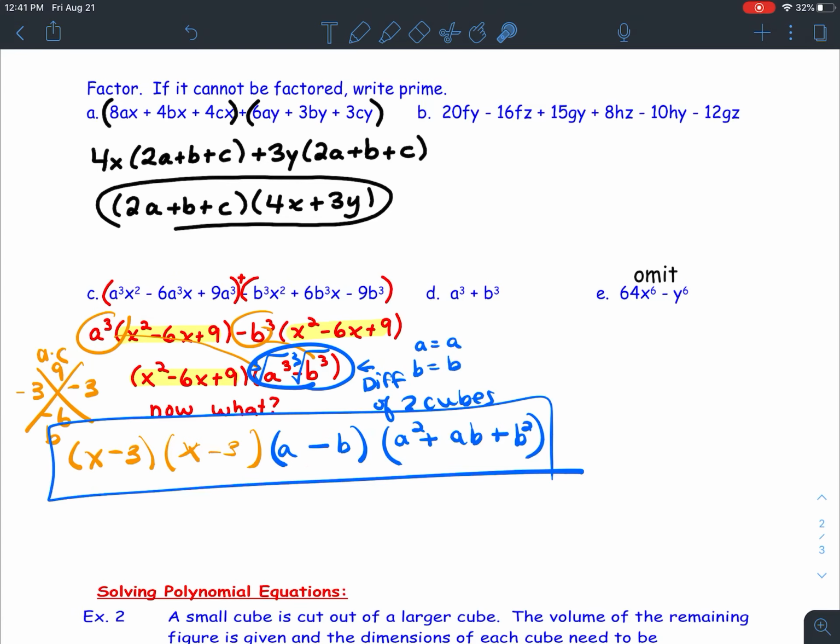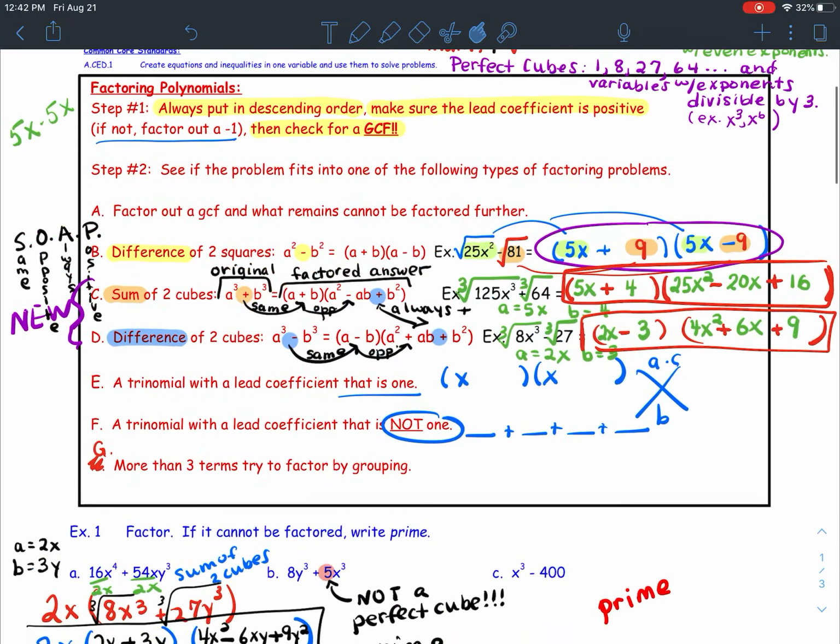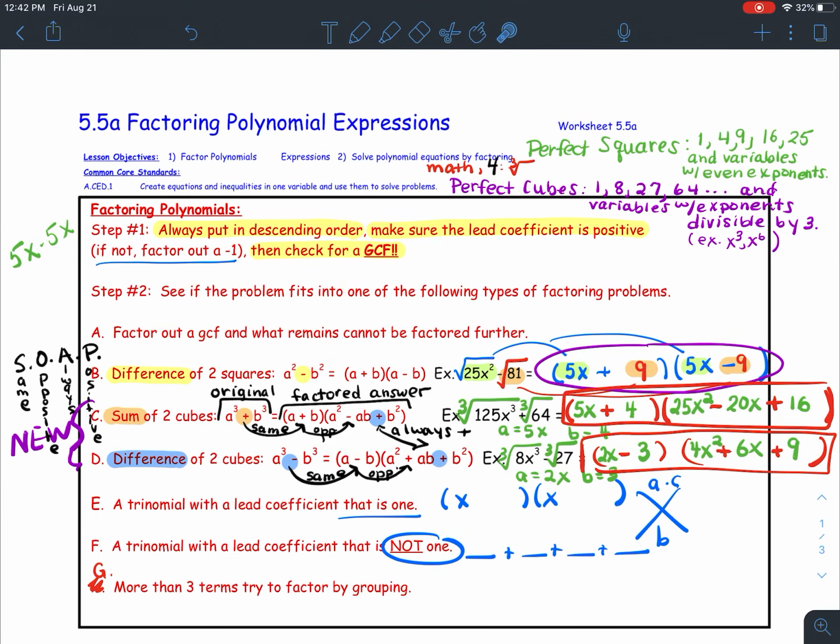This is officially, like, I've got it completely factored. Remember, when you factor a sum or difference of 2 cubes, this trinomial, you'll never be able to factor that anymore. So you don't have to try to say, oh, but this is a trinomial with a lead coefficient of 1. You won't be able to solve your X puzzle.